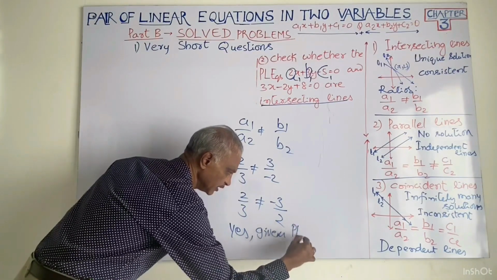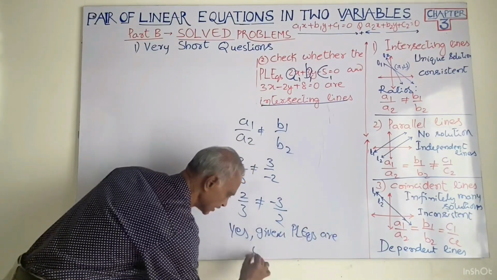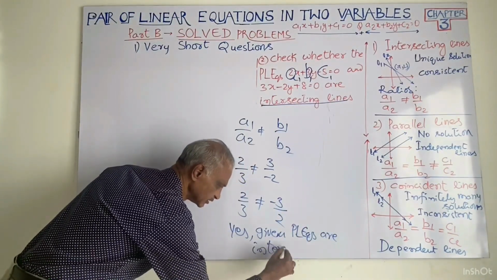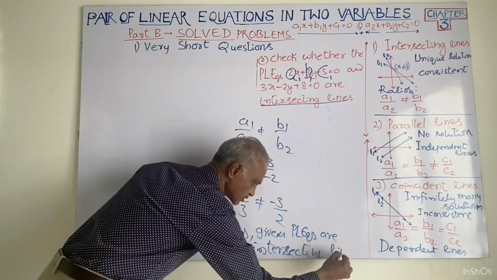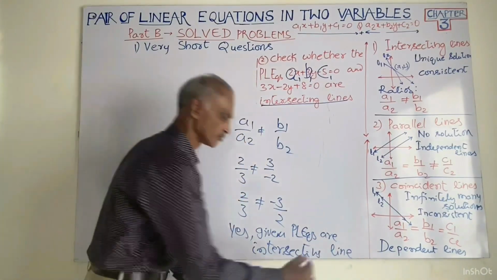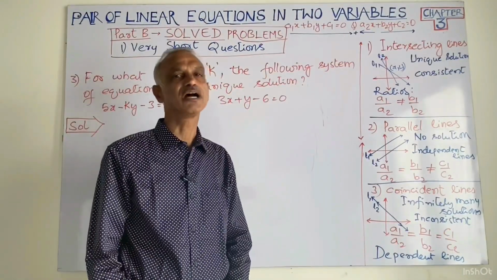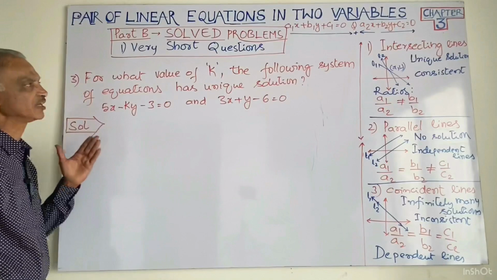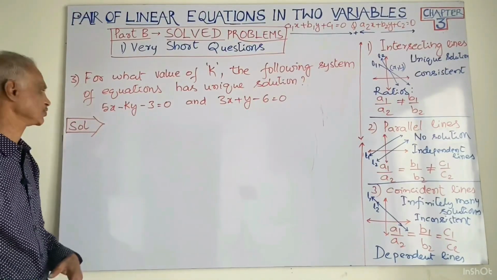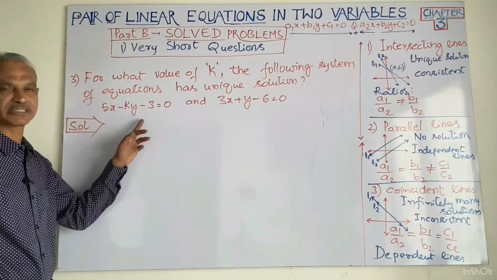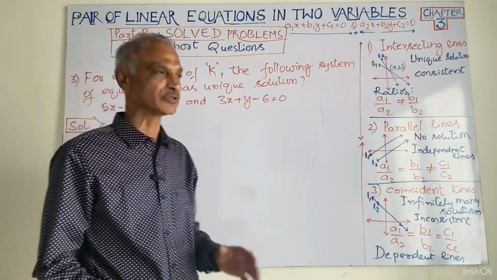As A1 by A2 is not equal to B1 by B2, the given pair of linear equations are intersecting lines. Like this you have to do. What is the third problem? For what value of k does the following system of equations have a unique solution? 5x - ky - 3 = 0 and 3x + y - 6 = 0.